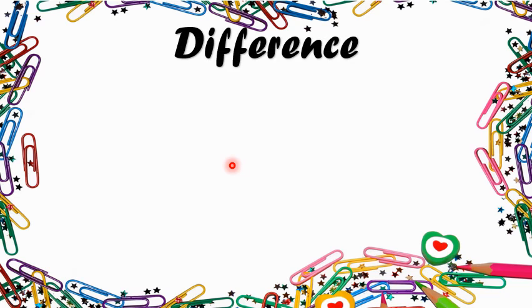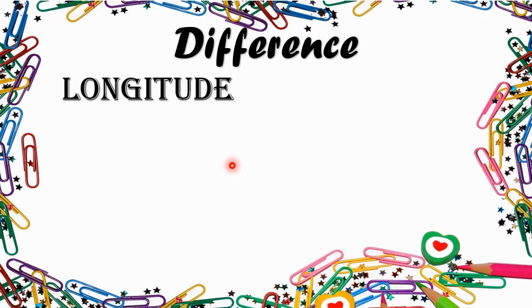Students, here we are going to differentiate these two lines. It means the lines of longitude and the lines of latitude. We will see how these two types of lines in this grid are different from one another.